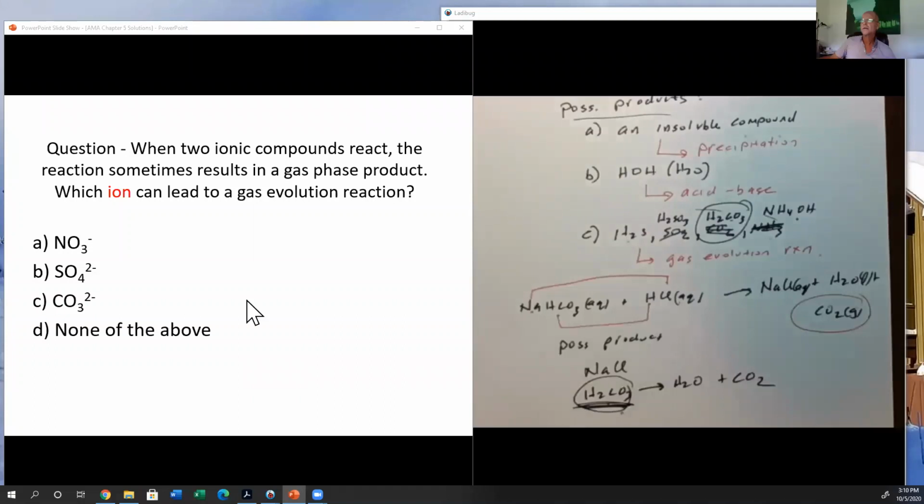We'll just open this one up and do it together. When two ionic compounds react, the reaction sometimes results in a gas phase product. Which of these ions can lead to a gas evolution reaction? In other words, which of these ions, when you see it in a compound or in an intermediate product, should make you think, aha, this might be a gas evolution reaction? It should be C, CO3 2 minus.